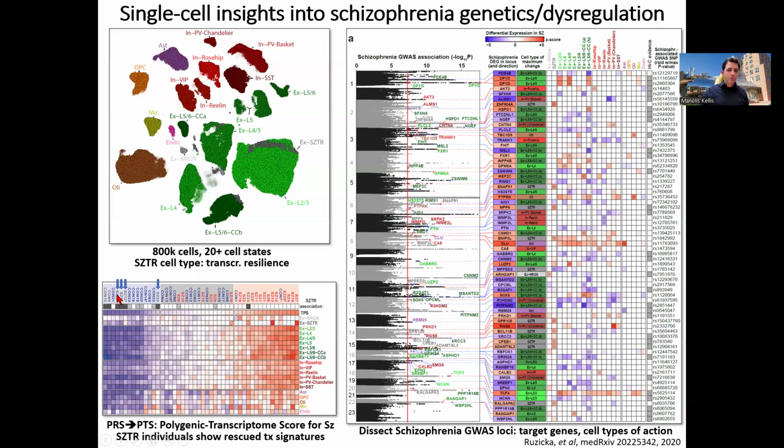Conversely, we found some schizophrenia cases that were just completely control-like in their expression patterns. Could it be that they're a different pathway that leads to schizophrenia-like symptoms, but it's actually not schizophrenia?